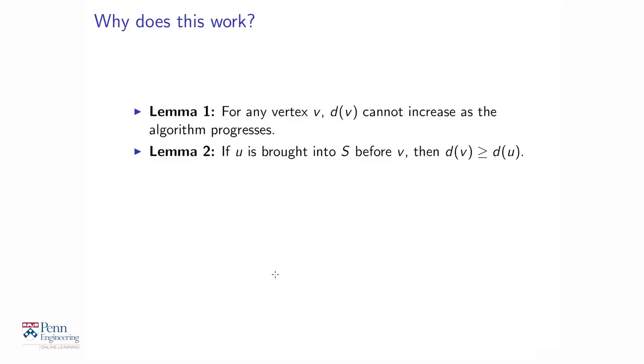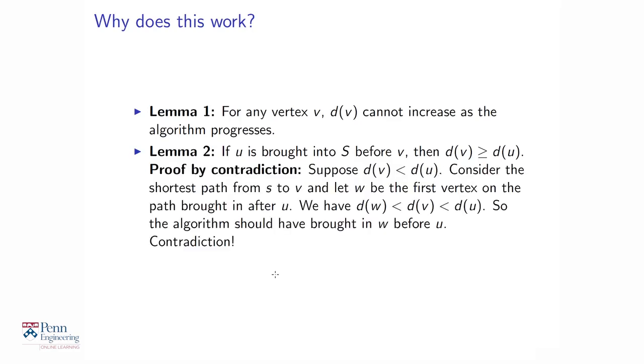Second lemma: if u is brought into S before v, then d of v is greater than or equal to d of u. So this is saying that the vertices we bring into S are ordered in terms of their distance from the source. The first vertex we bring into S is the vertex that's closest to the source, then the vertex that's second closest, the third closest, and so on. That order is maintained throughout the algorithm. Why is that? Here's the proof by contradiction.